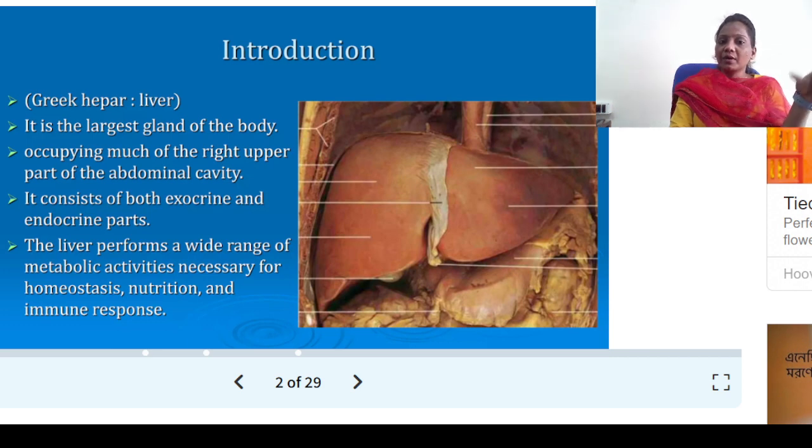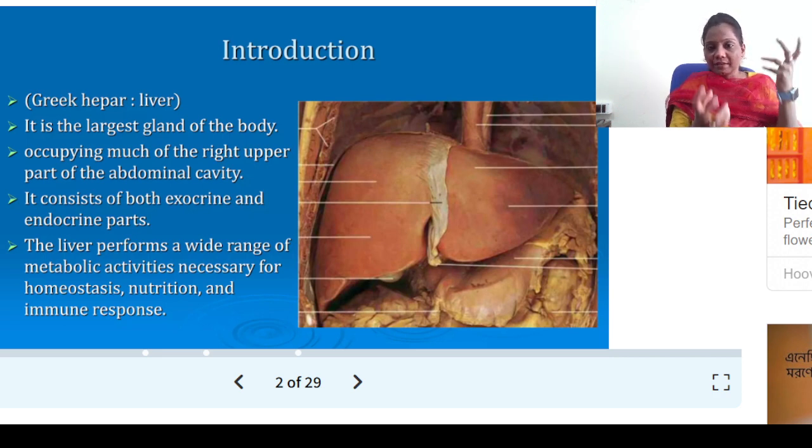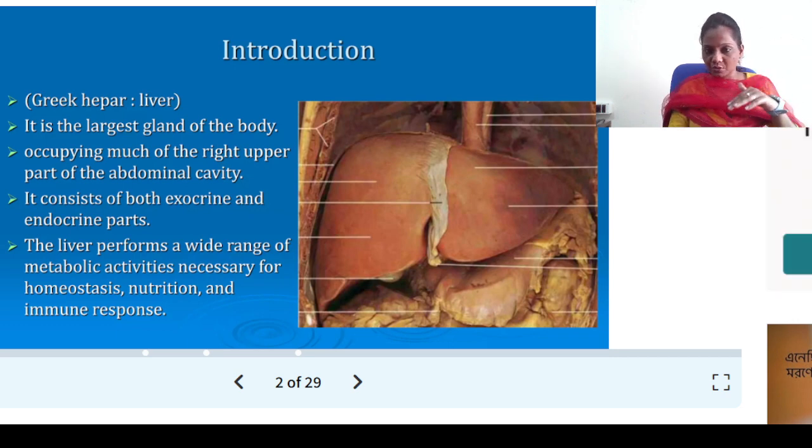The liver performs a wide range of functions. The major function of the liver is metabolic function, and it has homeostasis, which means it keeps the body balanced. Whenever glucose levels come down, it utilizes stored glycogen and converts it into glucose, and when glucose is more, it is converted into glycogen and stored. This is all maintained by the liver, which we call homeostasis. The next function is that it helps to maintain nutrition, and it is also helpful for immune response. So this is the introduction to the liver.